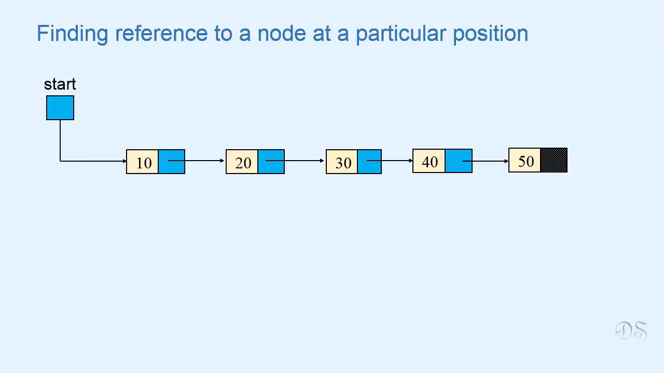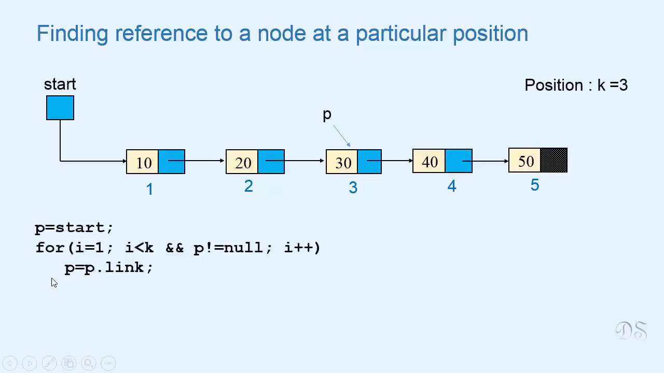Now let's see how we can find reference to a node at a particular position. These are the positions of the nodes in this list. Suppose we are given a value k and we have to find reference to a node that is at kth position in the list. So if the value of k is 3, then in this list we have to find reference to this node. This is the code that will give us reference to the kth node of the list. Let's see how this code works.